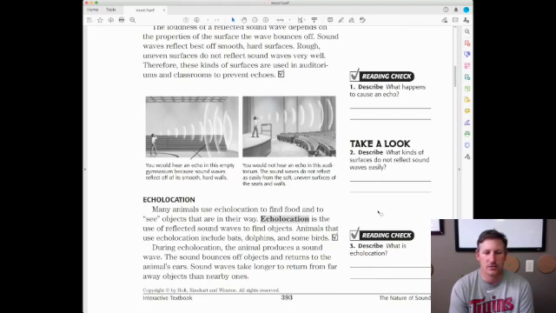What is echolocation? Echolocation is the use of reflected sound waves to find objects. Reflected sound waves to find objects. Now, during echolocation, the animal produces a sound wave, and the sound bounces off the objects and returns to the animal's ears. Sound waves take longer to return from objects far away than from near ones.